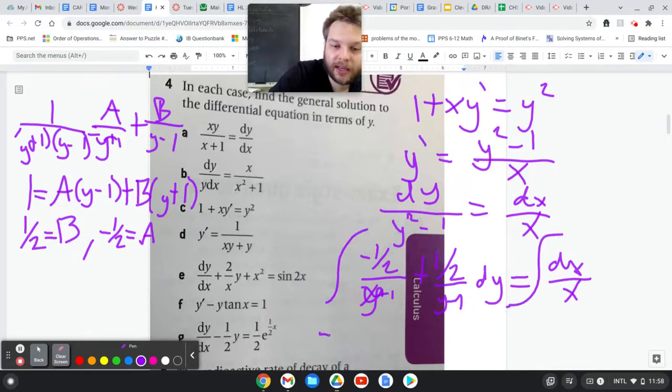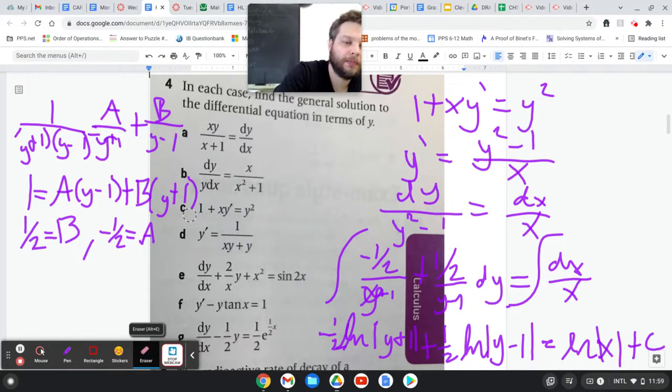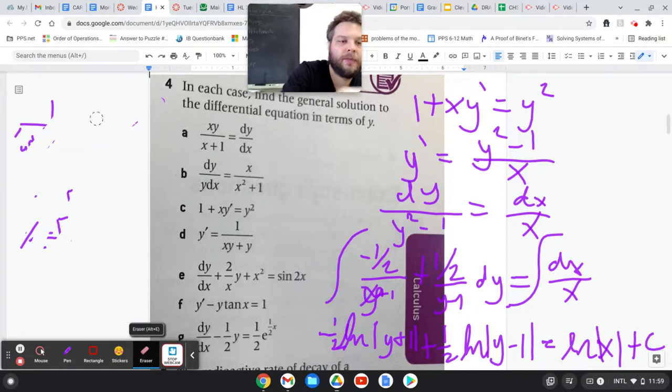So we have the negative 1/2 times the natural log of absolute value of y plus 1 plus 1/2 natural log absolute value of y minus 1 equals natural log of absolute value of x plus c. I'm going to go ahead and erase my little partial fractions decomposition. Get out of the way. And I'm going to take this and just do a couple moves to find the general solution.